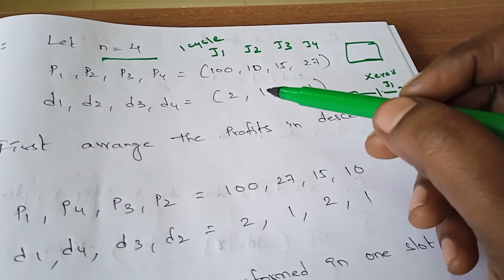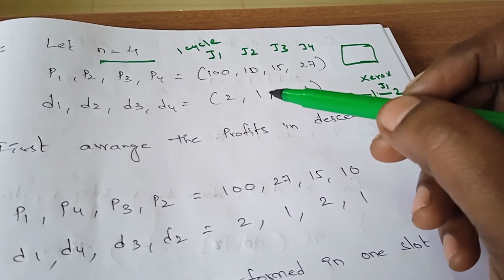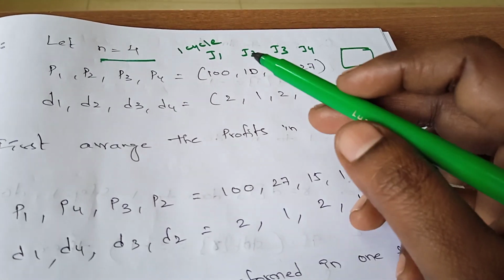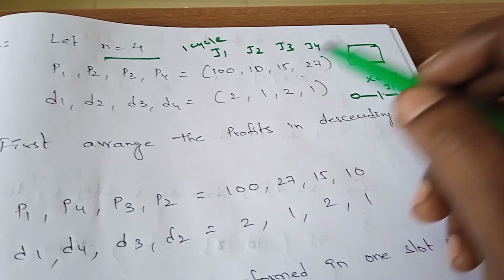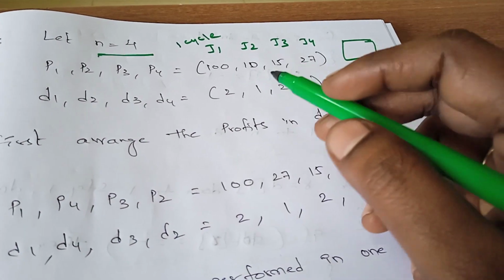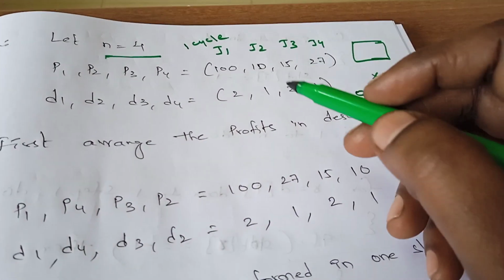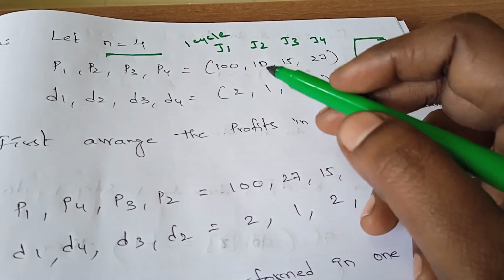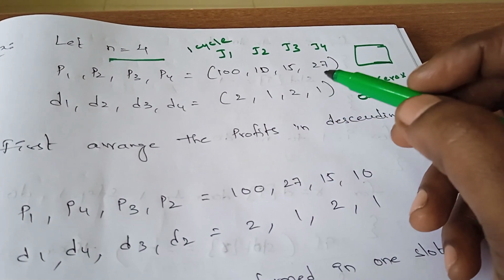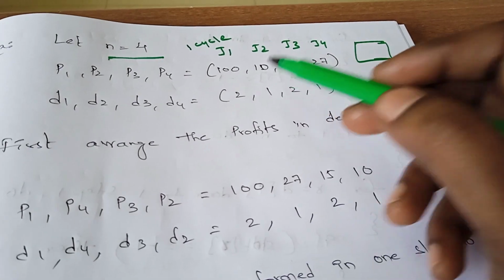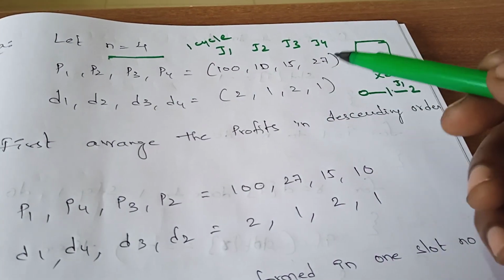J2 will wait for only one hour to complete the task. But as J2 is waiting for only 1 hour, J2's task can be done, right? You can take the J2 task to fulfill. But if you take the J2 task, you will get only 10 rupees. So if all the tasks take only one cycle, why would we choose the 10 rupees task? We'll choose the more profitable task, right?